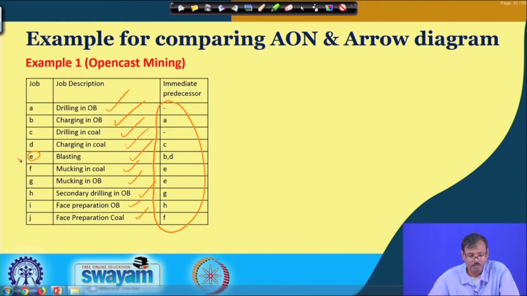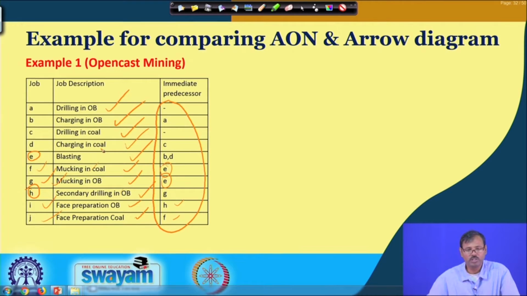Similarly, blasting must be completed prior to mucking in F and G, and secondary drilling can be carried out only after mucking. That means, when the shovel sorts out the big boulders, only after that will the secondary drilling be carried out. So, the secondary drilling of OB will be carried out after the mucking in OB, and the face will be prepared for the next blast after H and F, that means secondary drilling and blasting at OB and mucking at, in this case, coal.